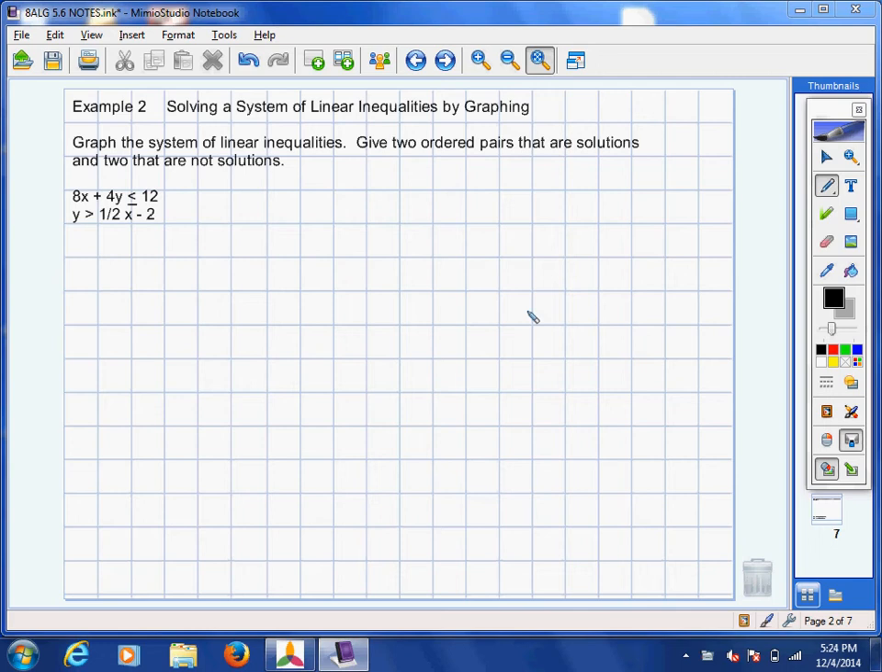Graders, welcome back. We're in 5.6, example 2. We're going to solve a system of linear inequalities by graphing.